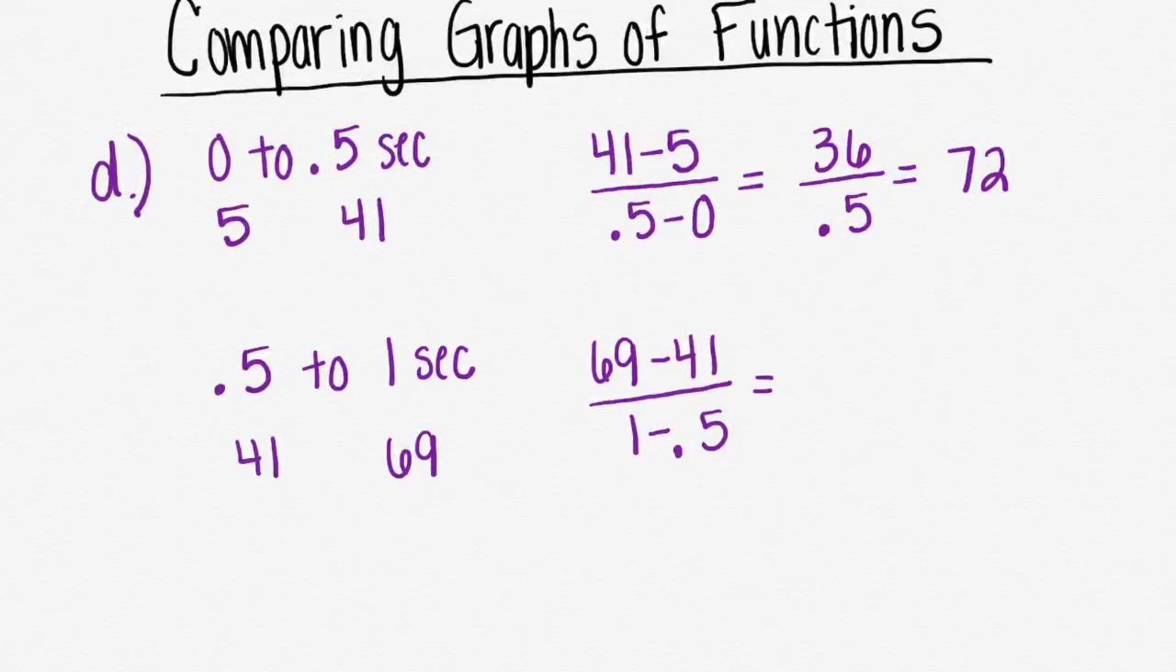So 69 minus 41 is 28. Again, you're going to be dividing by 0.5 because that's what we're going up by every single time. And that's going to give you 56. Okay? You're going to do this each time for the time intervals on the rest of page 235.